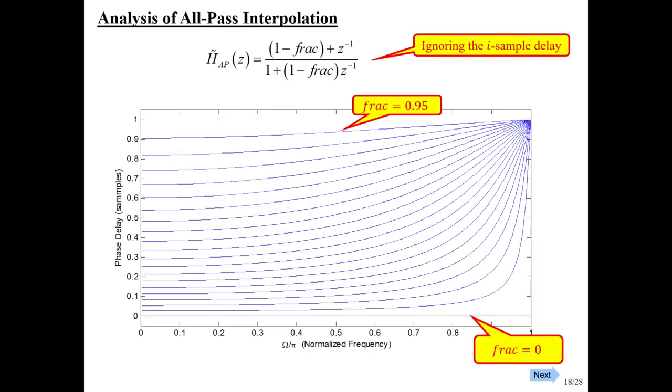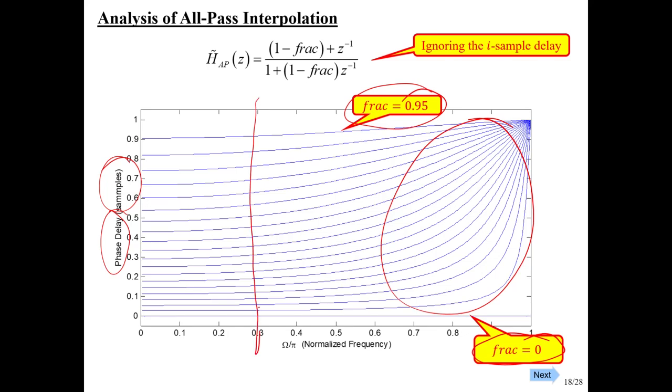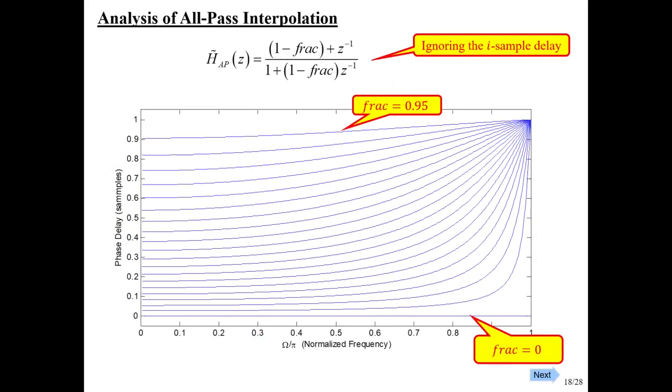So we really need to look at that. And so here I've plotted the phase delay in samples, and I'm doing frac 0.95 all the way down to frac equal to 0. And you can see at high frequencies, it is also very, very bad. But if we come down to more reasonable values, down here, it's pretty flat, but there is a problem here. Notice that these things don't even really line up, right?